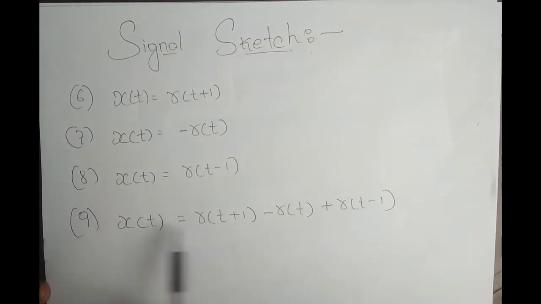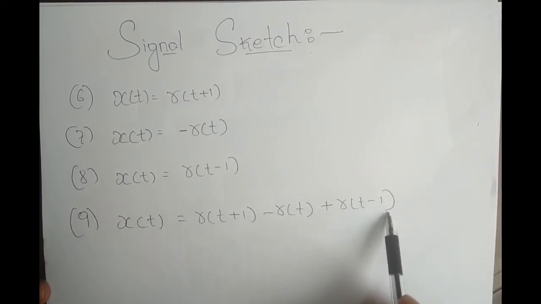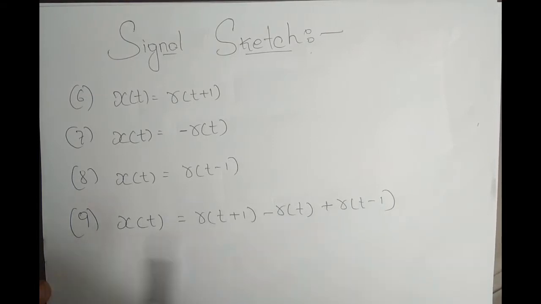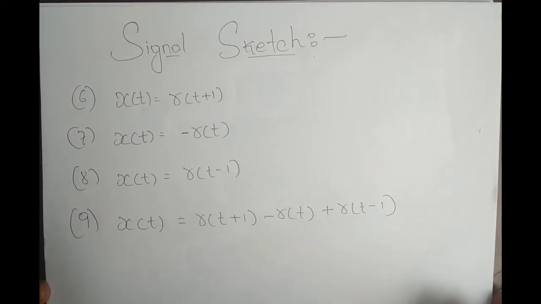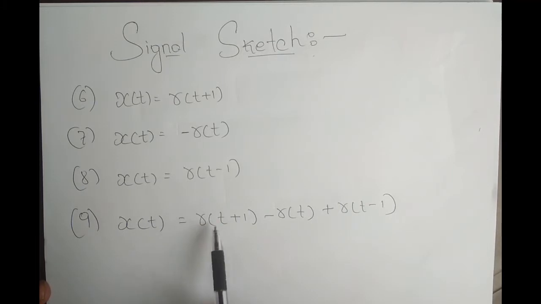And the 9th one, x of t is equal to r of t plus 1 minus r of t plus r of t minus 1. Basically, your original problem is problem number 9. But as a whole, to convince you, it's a bit difficult for me. So what I did was I split it into 3 individual problems. The first problem is this, second is I need to sketch minus r of t, and third is I need to sketch r of t minus 1.